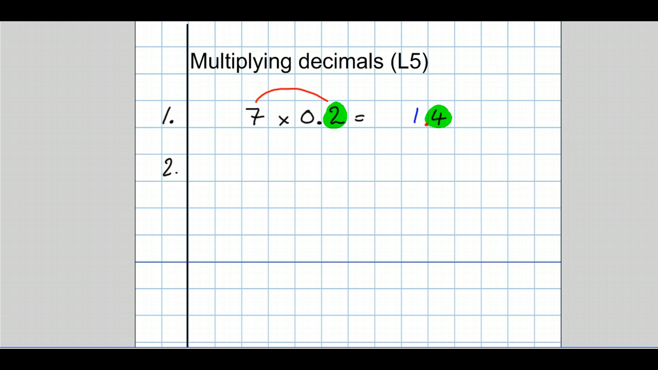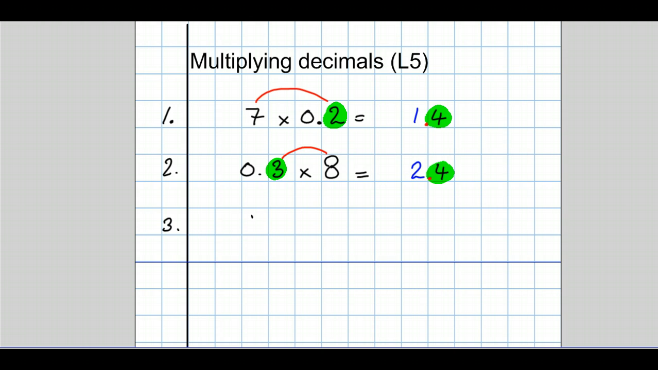Question 2. Let's look at another example. 0.3 times 8. 3 times 8 is 24. We examine the question, and in the question we have one figure after the decimal point, so our answer requires one figure after the decimal point. So it's 2.4.